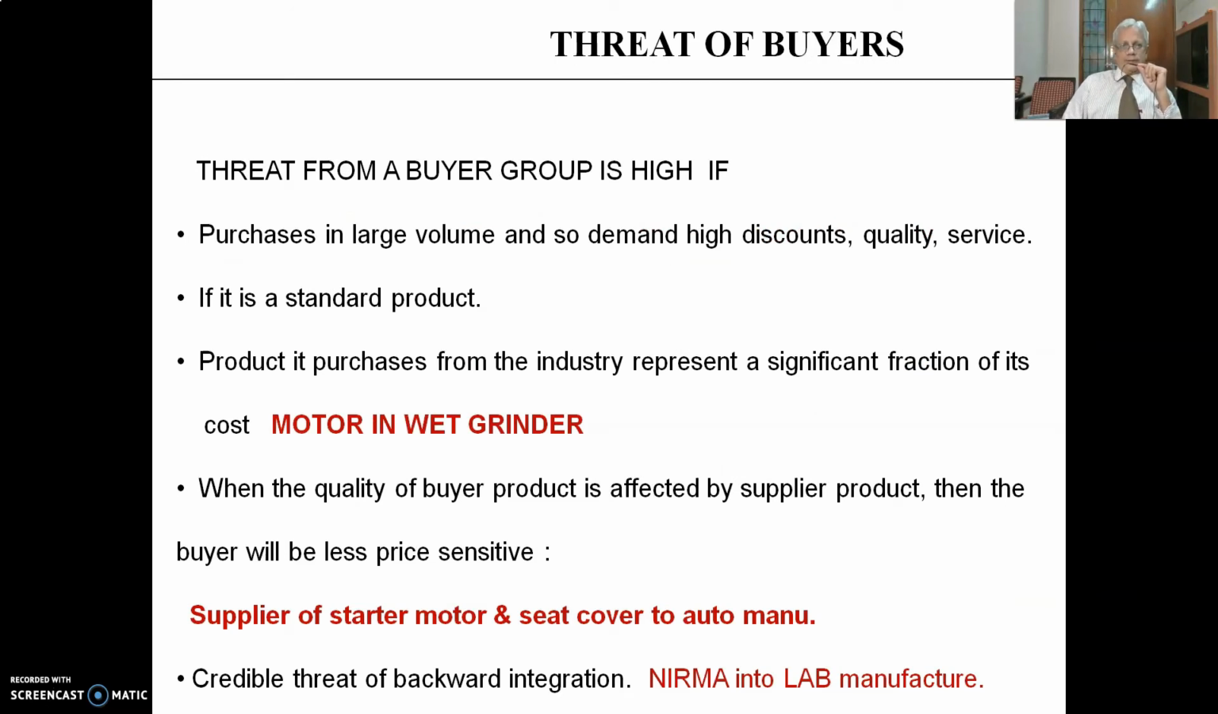The threat from the buyer group is very high if it purchases in large volume, and so obviously demands very high discounts, high quality and better service. It is particularly so if it is a standard product, or if the product it purchases from the industry represents a significant fraction of its cost. Let us take the case of a motor supplier to a wet grinder manufacturer. In a wet grinder, the major cost is the motor, but still the motor supplier may not be able to supply the motor to the customer, whereas the wet grinder manufacturer is able to. So in such a case, the threat from the buyer is obviously quite high.